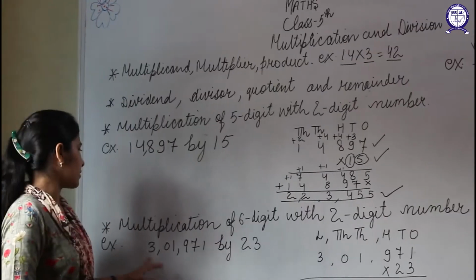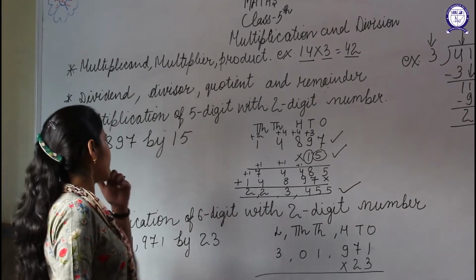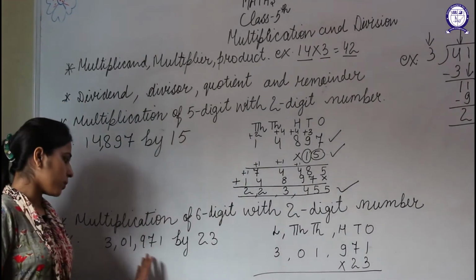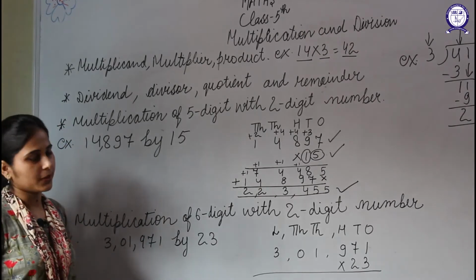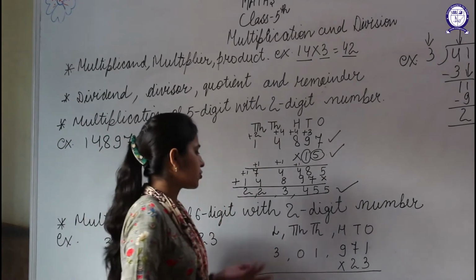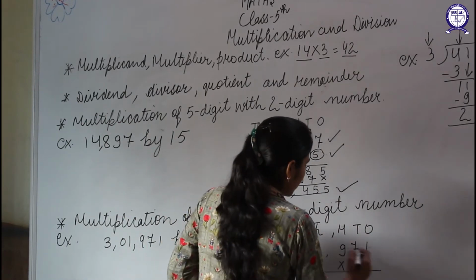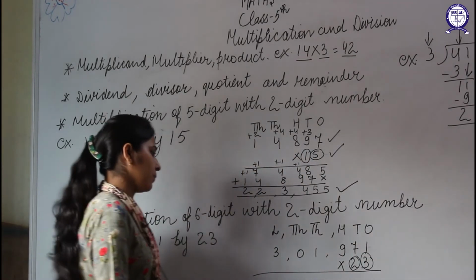Now let's begin with multiplication of a 6 digit number with a 2 digit number. In the same way, we will arrange the numbers. Here we have 3,01,971. We need to multiply this number by 23. So we will arrange the numbers as discussed in previous classes. We will multiply the whole number first by 3, then by 2. Now let's begin with multiplication.